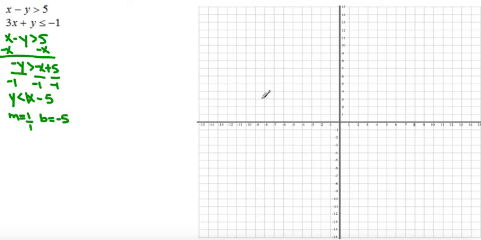Okay, so when I start my graph, I start at negative 5, and slope tells me to go up 1 over 1 to the right. And then to extend the line even further, I have to go down 1, left 1.